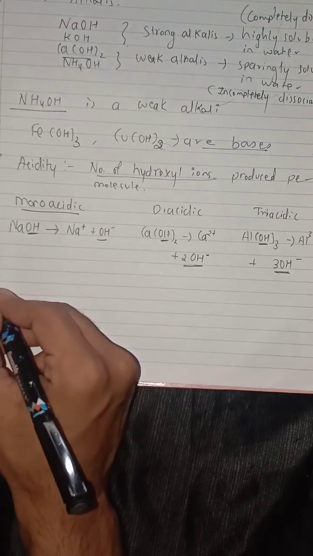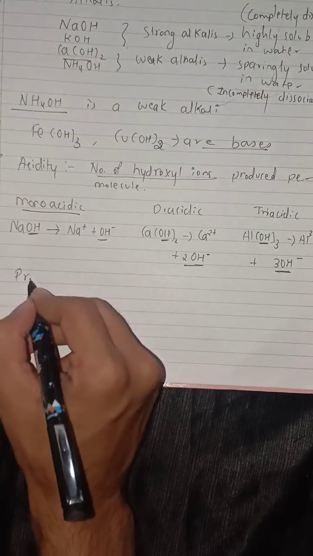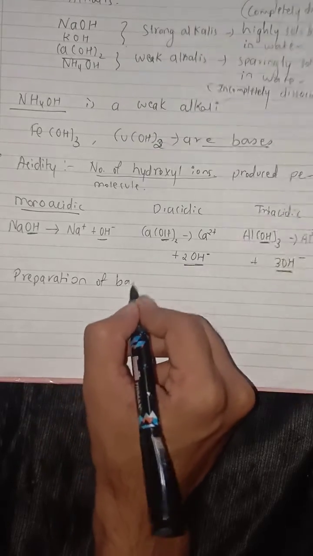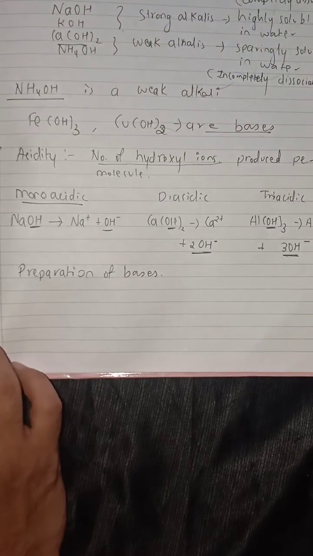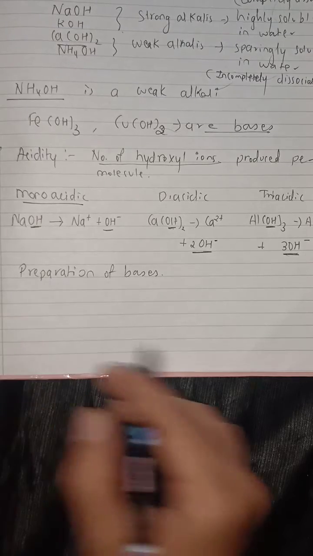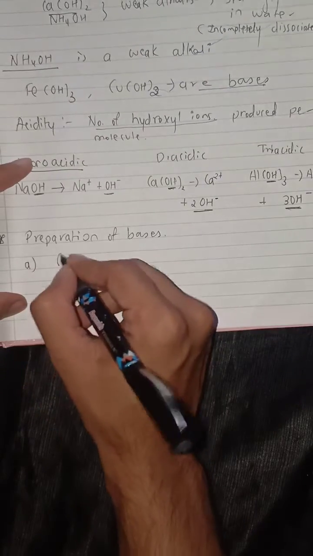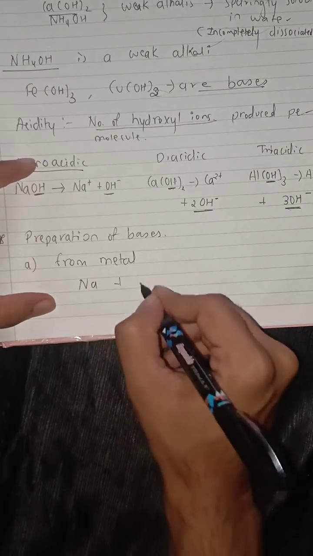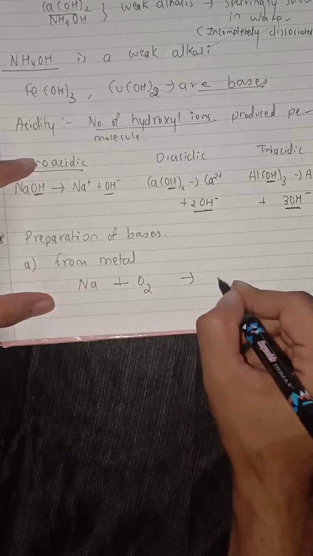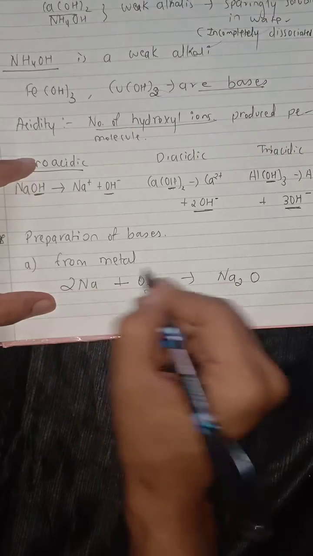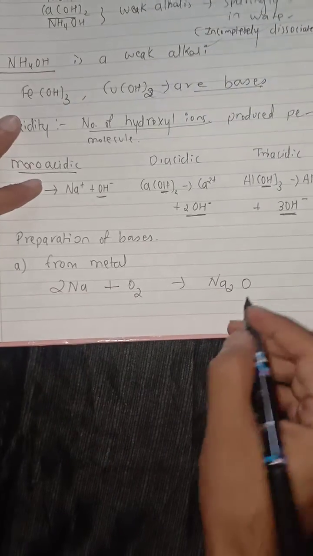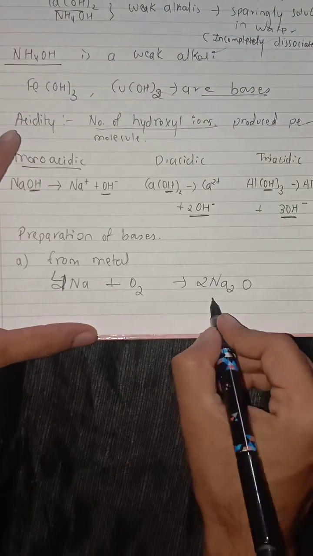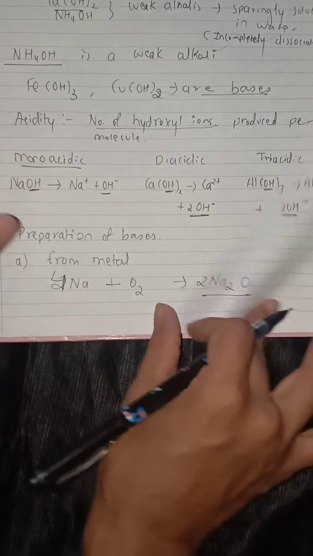Now, preparation of the bases. First, from metals. Suppose I take Na and make it react with oxygen, so Na2O is going to be formed. See, there is an oxide in this.